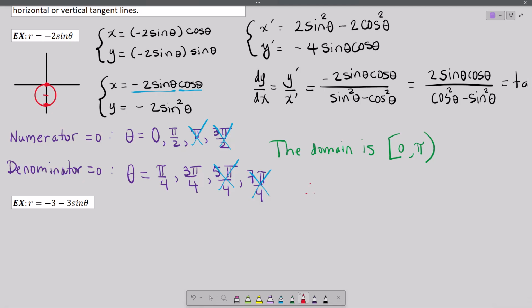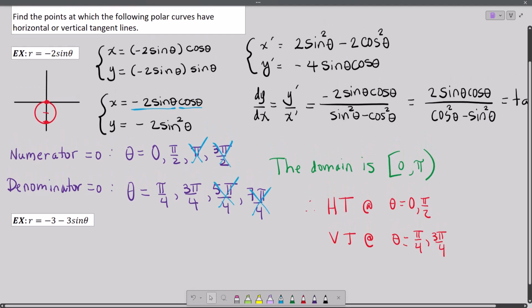All right, so that tells us then that we have our conclusion here. So therefore, when the numerator is 0, that's corresponding to a derivative of 0, which is corresponding to horizontal. So we have horizontal tangent at 0 and pi over 2. And this is theta. I'll write theta equals 0 or pi over 2. And we have a vertical tangent at theta equals pi over 4 or 3 pi over 4. Okay, so that's all tracking.